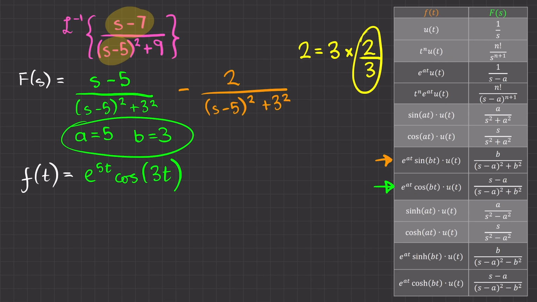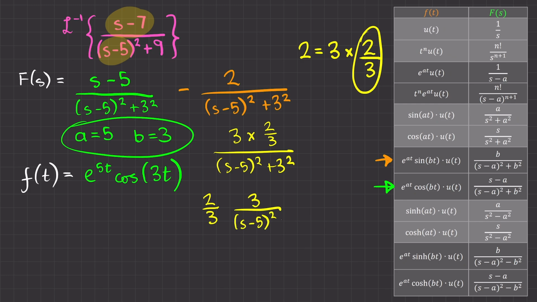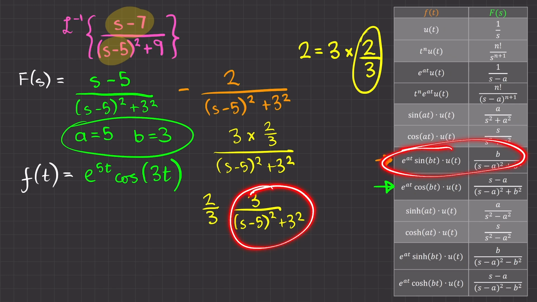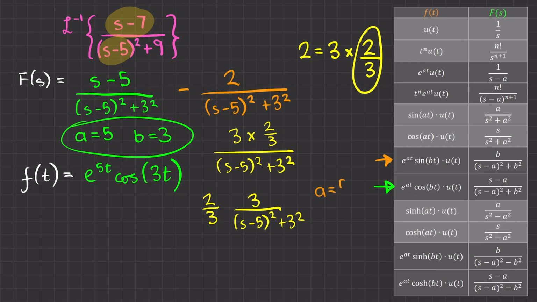Another way of showing this is replacing the 2 with 3 times 2 over 3, over s minus 5 squared plus 3 squared. And then we'll take that 2 over 3 out, which will leave us with 2/3 multiplied by 3 over s minus 5 squared plus 3 squared. So this is now in a format we can use. Pulling out a and b, we have a is 5 and b is 3.